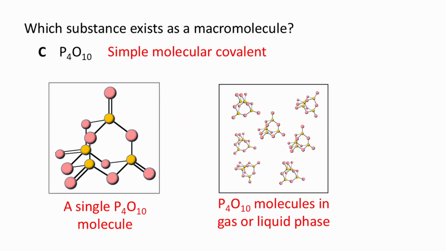P4O10 is a simple molecular covalent substance. The diagram on the left shows one molecule of P4O10. The diagram at the right shows P4O10 molecules in a gaseous or liquid state.